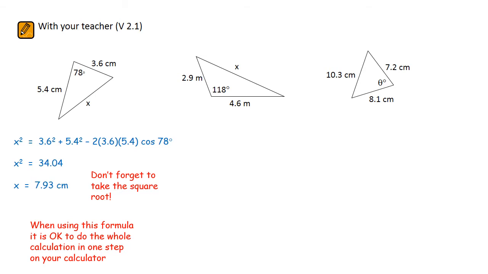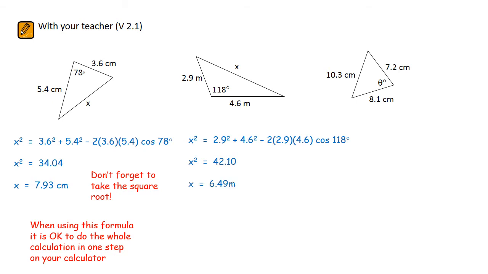It's well set up for the cosine rule because the question involves three sides and the angle is between the two known sides. So it's x squared equals 2.9 squared plus 4.6 squared minus 2 times 2.9 times 4.6 times the cosine of 118 degrees. Notice the 118 degrees is between the known sides 2.9 and 4.6. You can do the maths here and you will come down to your answer.